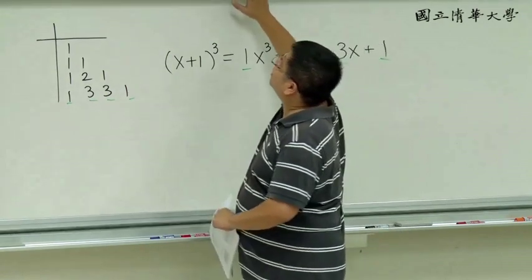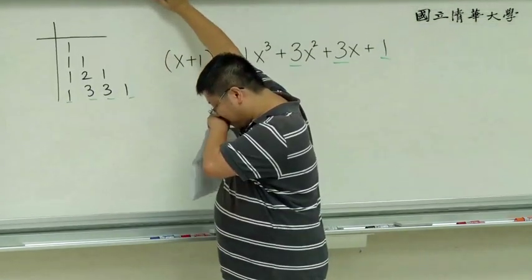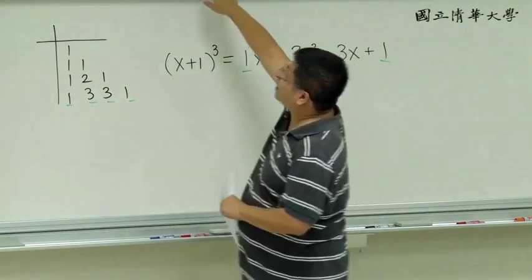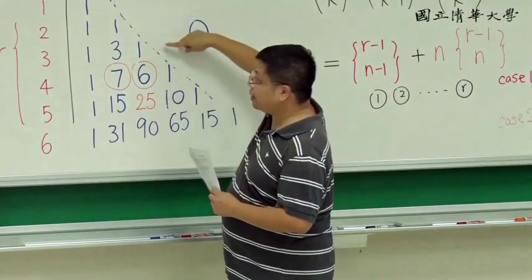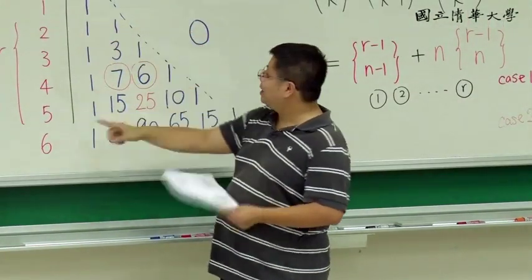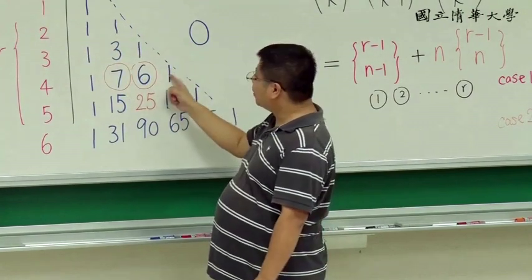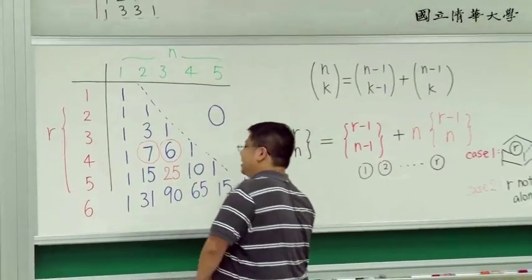Okay, so let's take a look at this fourth entry. Okay, third entry first. So we are going to read it backward. So this is 1, 1. This is 1, 3, 1. This is 1, 6, 7, 1. Is that okay?